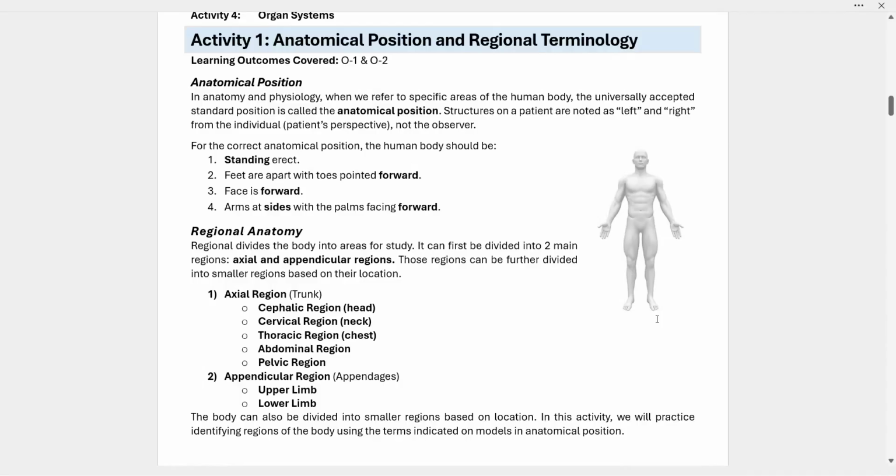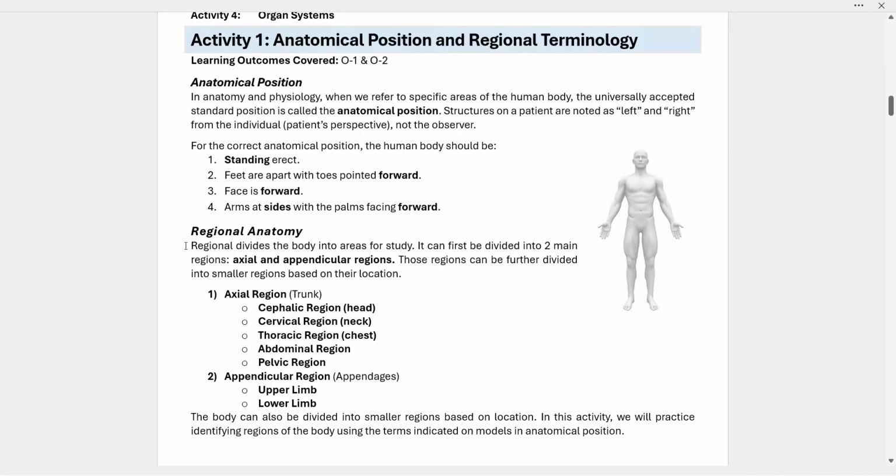So anytime we talk about structures on a patient, if they're left or right, we're going to be doing that from the patient's perspective. So if this patient has a cut on this part of his arm, in the chart note, we're going to explain it as a cut on the patient's left arm. Okay, so this would be right leg, right side of his forehead, right foot, left foot. Okay, it's always by the patient's perspective.